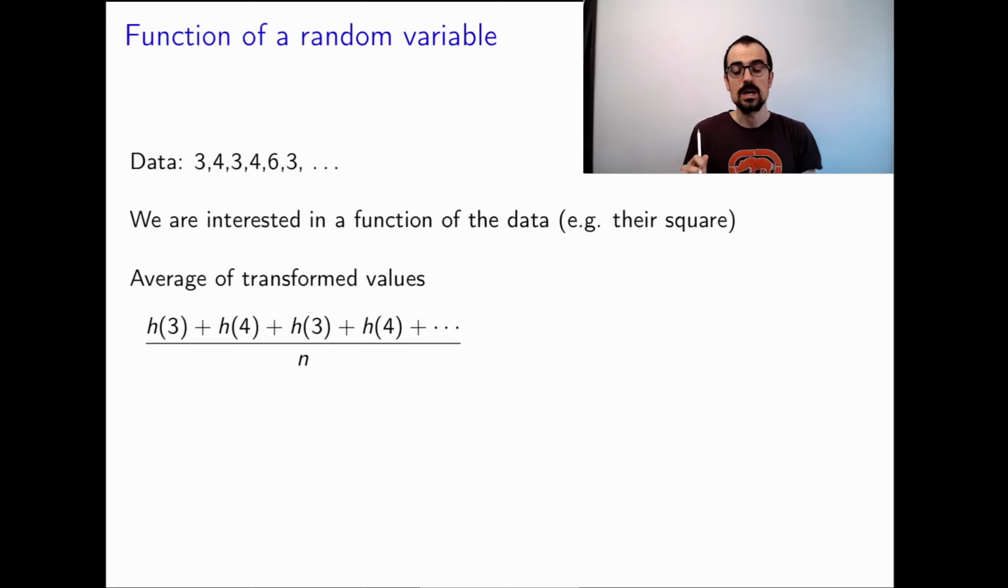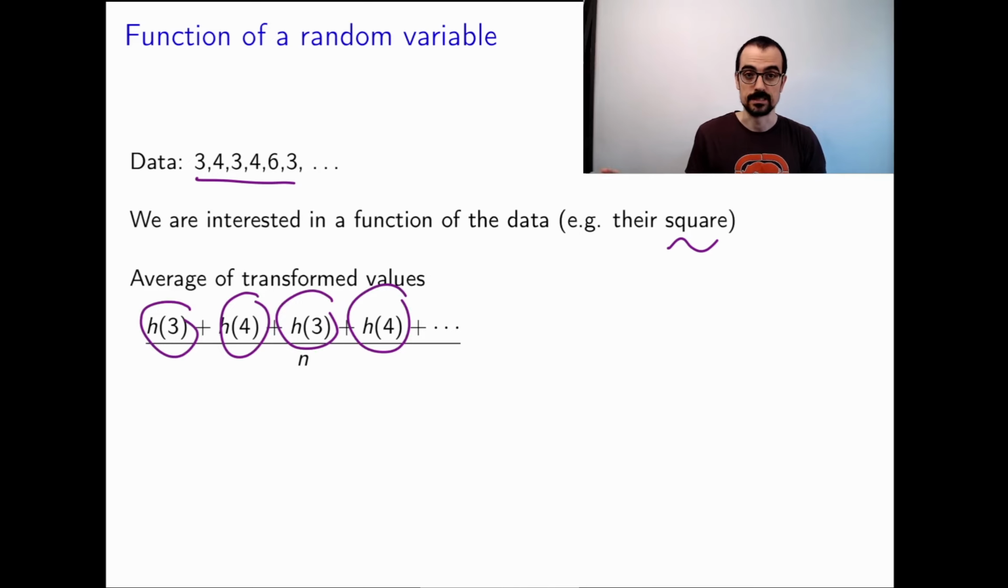Okay, so what if we're interested in a function of the data or of a random variable, as opposed to just the value of the random variable itself? Imagine that again we have this data and we're interested in a function of the data, for example the square. A reasonable way of finding a typical value of this function, of the square of our data, is just to take the square, or whatever function we're interested in, and average it. If we do that, we can follow exactly the same argument as before.